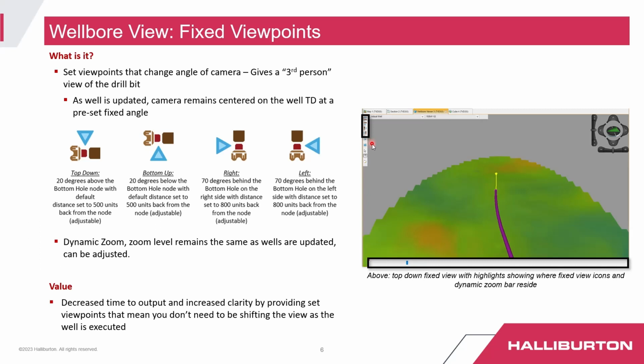First, we have a series of fixed viewpoints available in this view in the top left-hand corner of the toolbar. We have a top-down view, a bottom-up view, and a left and right view. These views control the angle of the camera relative to the TD positioning. So, for example, the default is the top-down view here. We're looking down on this view at a 20 degree angle at a distance that can be dynamically updated. You can use the scroll wheel in and out, or we have a bar here that updates dynamic zoom.